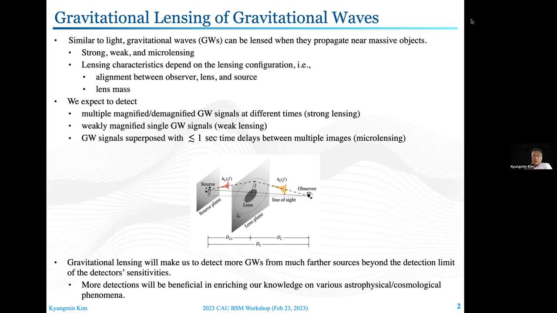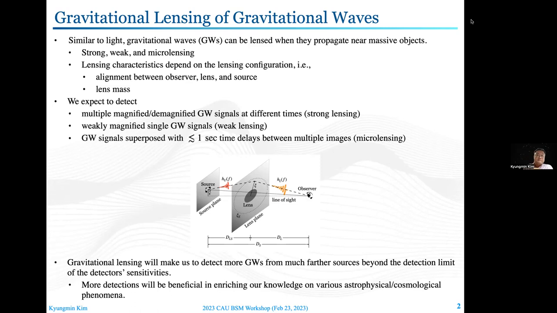So, gravitational lensing will allow us to detect more gravitational waves from much farther sources beyond the detection limit of the detector sensitivities, because typically gravitational lensing magnifies or amplifies faint sources. So we expect that. And then more detections will be beneficial in enriching our knowledge of various astrophysical and cosmological phenomena.